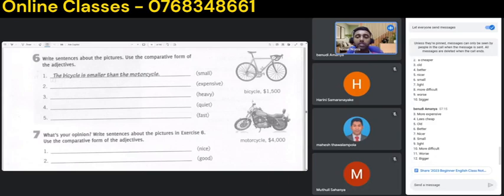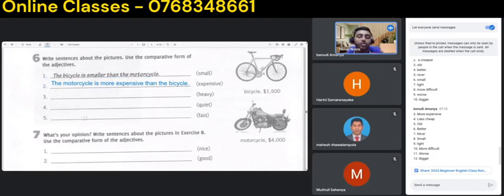Now we have to write sentences. The bicycle is smaller than the motorcycle. Small is the adjective that is given. Then we have written the sentence, the bicycle is smaller than the motorcycle. Expensive. Okay, then we can write, the motorcycle is more expensive than the bicycle. The motorcycle is more expensive than the bicycle.